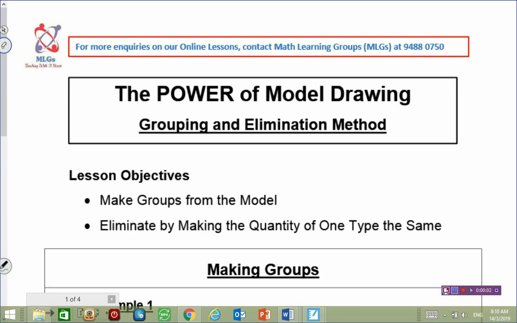Hi, welcome back to the power of model drawing. Now, today we are going to look at grouping and elimination. So we are going to use these two methods to solve problems.